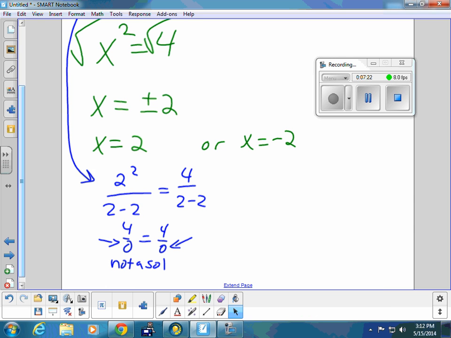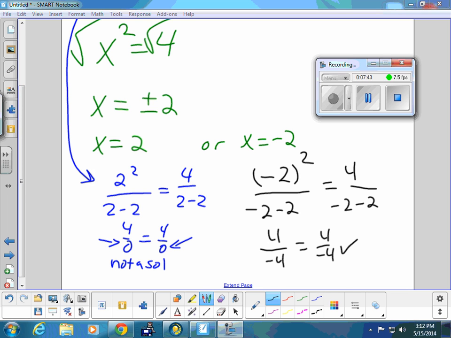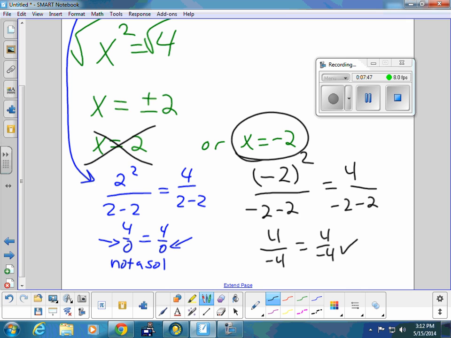But if we check the other one, x equals minus 2, and we take negative 2 and square it, and we put negative 2 minus 2 on the bottom, with 4 and negative 2 minus 2 on the bottom of the other, you can see that we have 4 over negative 4, 4 over negative 4, and that does check. So your answer is going to be negative 2, and this one we're going to throw out because it doesn't check.